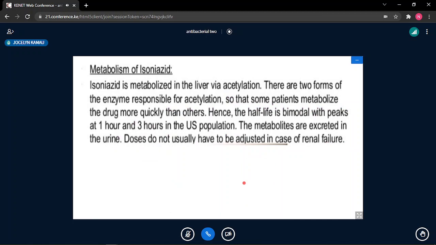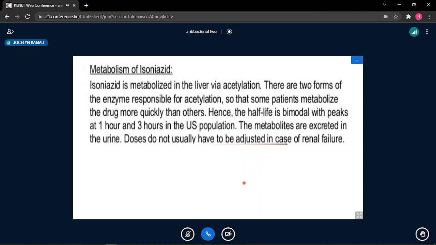Metabolism of isoniazid. One of the things that we note about isoniazid is that the enzyme that metabolizes isoniazid, which is N-acetyltransferase, has some polymorphism, whereby you have alleles, so you can have people who are fast metabolizers, slow metabolizers, or of course normal metabolizers. Depending on what kind of population you have, if you have the fast metabolizers, then the drug will not have activity. If you have the slow metabolizers, the drug will have toxicity.